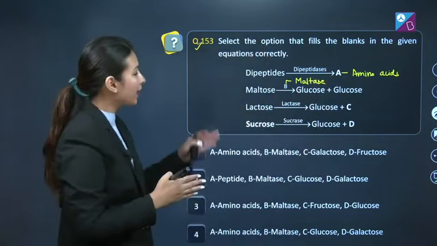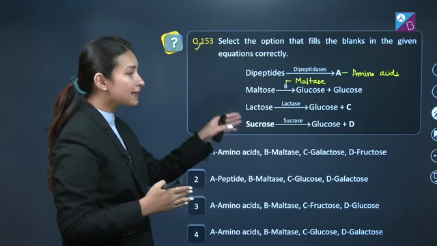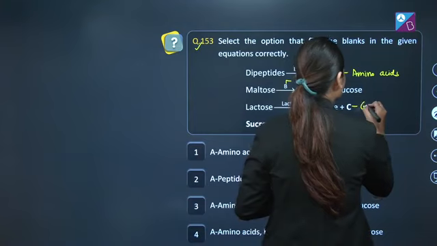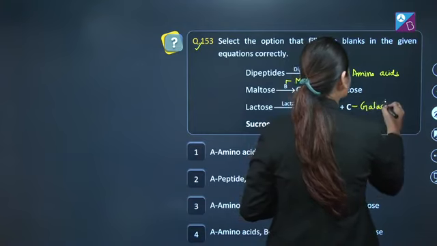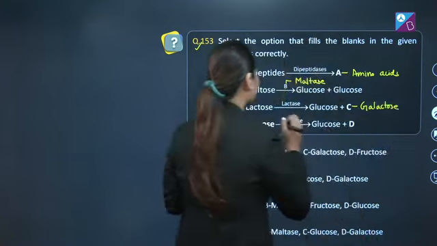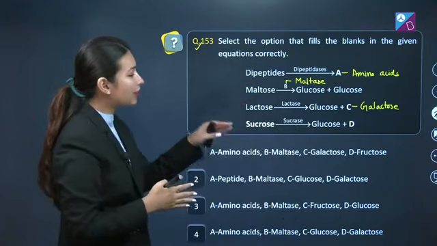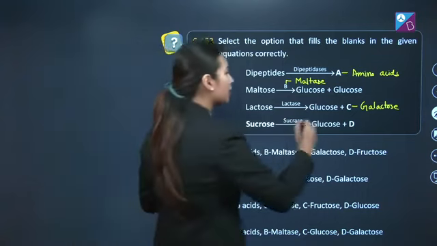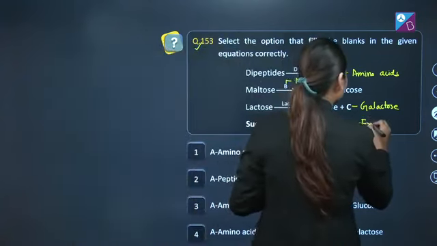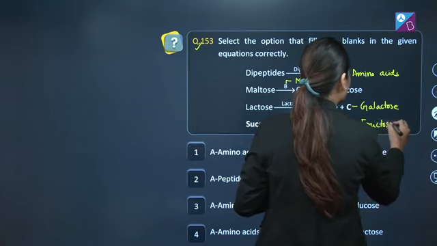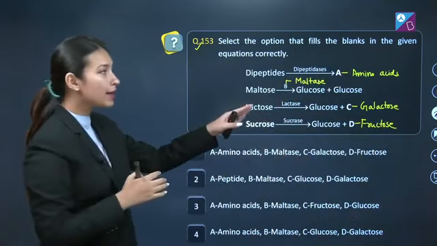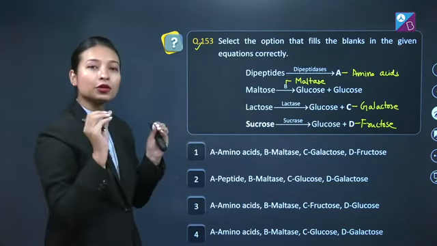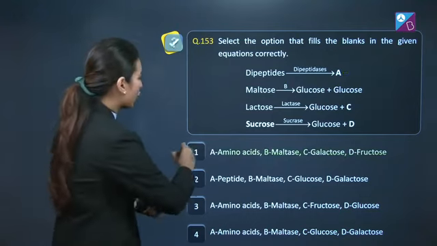तीसरा रिएक्शन यहाँ पे है: lactose when acted upon by lactase gives glucose plus C. तो यहाँ पे C will be galactose. फोर्थ रिएक्शन यहाँ पे है: sucrose when acted upon by sucrase gives glucose plus D. Now D here will be fructose. So here A is amino acids, B is maltase, C is galactose and D is fructose. So the option which is satisfying our answer is option number 1.